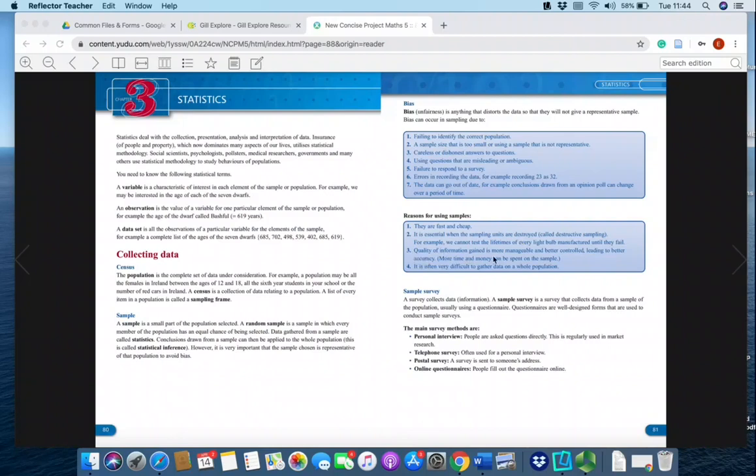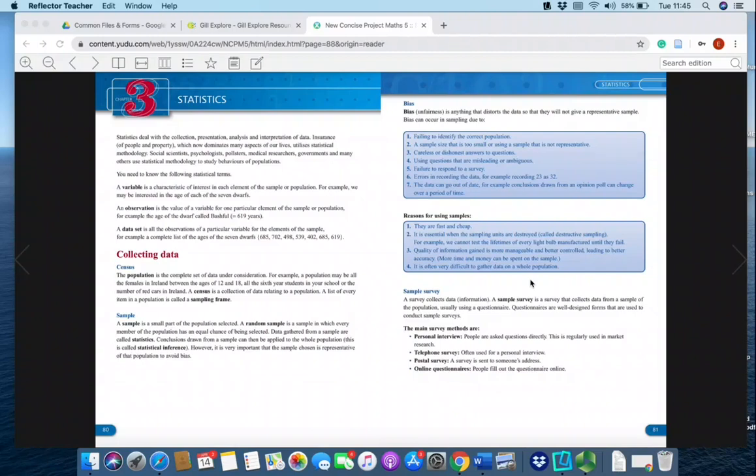3, the quantity of information gained is more manageable. So in other words, you don't end up with too much data if you take a sample, and it's better controlled, leading to better accuracy. And 4, it's often difficult to gather data on a whole population.